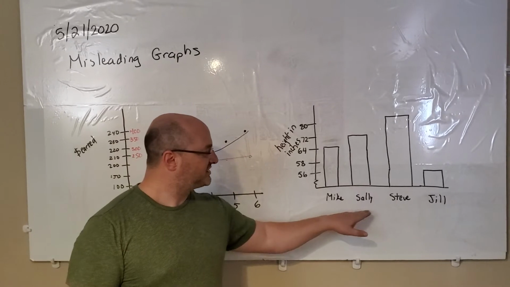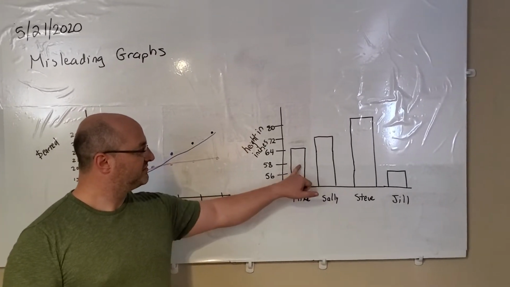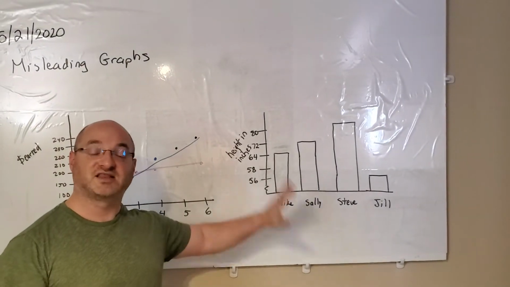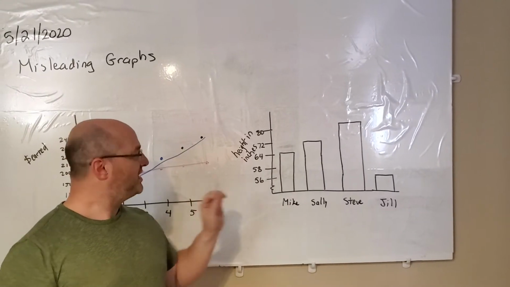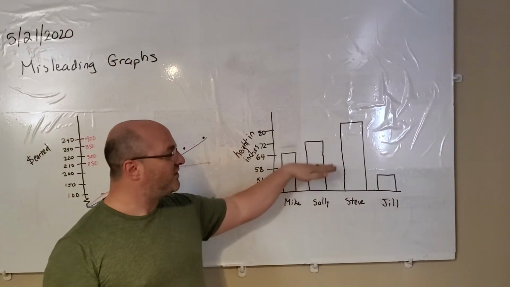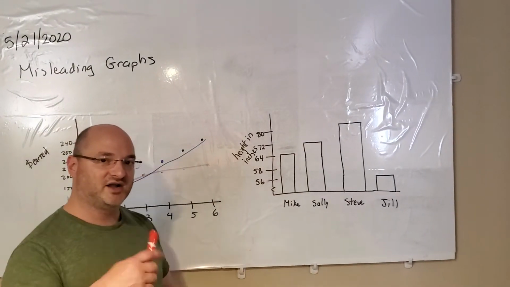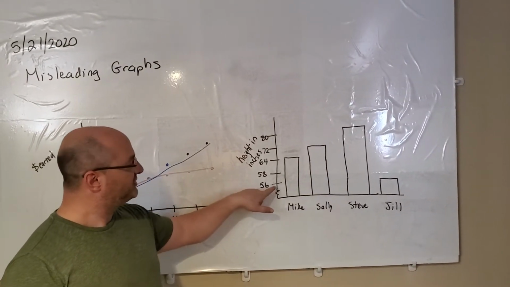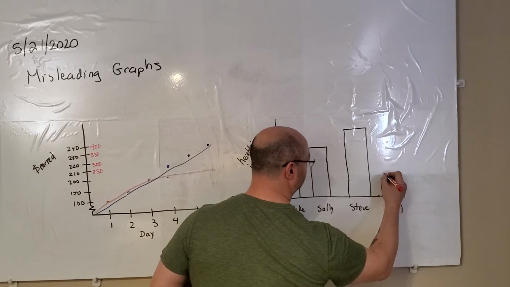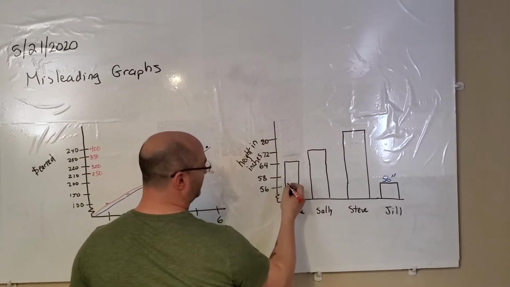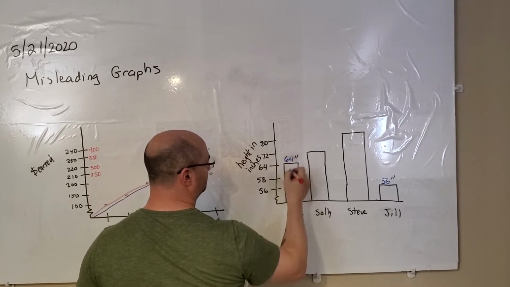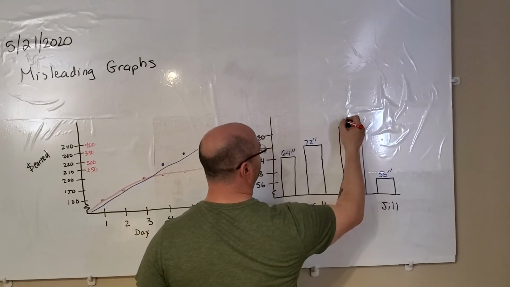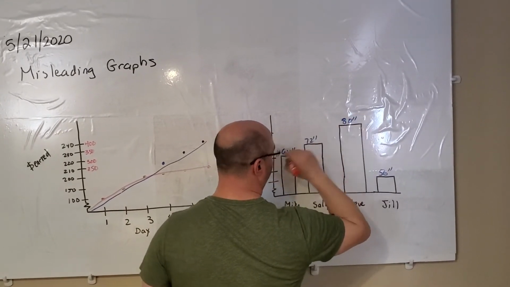Here we go. Mike, Sally, Steve, and Jill. If you look at the class, Jill is the smallest, Steve is the tallest, Mike and Sally are in the middle. Fantastic. That much is true. But the way that makes the graph look, it makes it look like they're all pretty much the same level. Again, I want you to focus on the y-axis. We have our break, which is fine. Jill is 56 inches tall. Mike is 64 inches tall. Sally is 72 inches tall. And Steve is 80 inches tall.